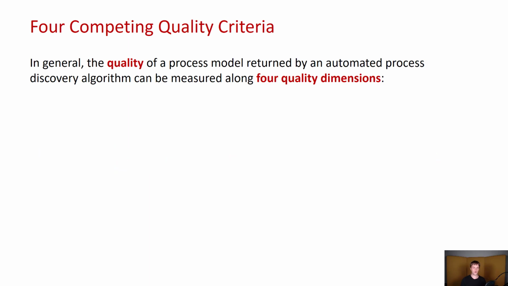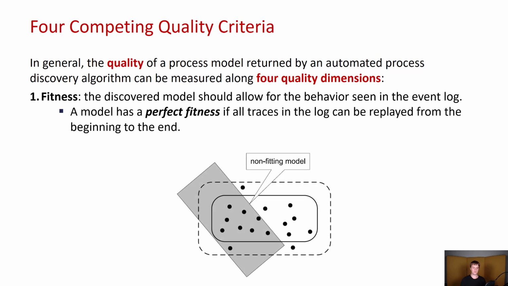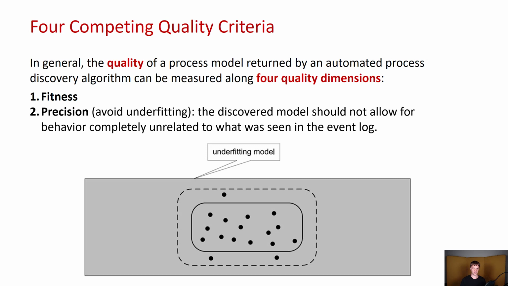In general, the quality of a process model returned by an automated process discovery algorithm can be measured along 4 quality dimensions. 1. Fitness. The discovered model should allow for the behavior seen in the event log, and a model has perfect fitness if all traces in the log can be replayed from the beginning to the end. 2. Precision. The discovered model should not allow for behavior completely unrelated to what was seen in the event log, and here we want to avoid underfitting.